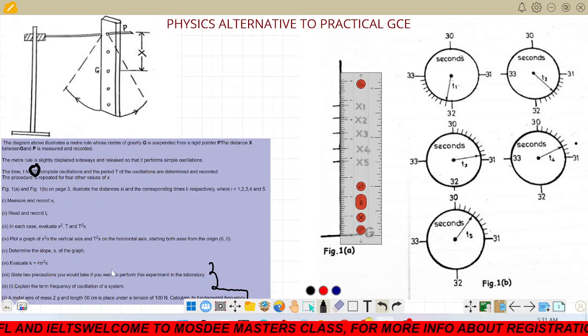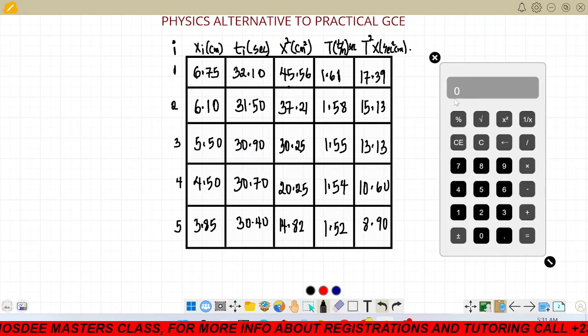So maybe we answer that. Then the B part says explain the time frequency of an oscillation of a system. So maybe we write it down. I'm doing VII. I'll just write that right beside this so that you can see. That is the precaution part.